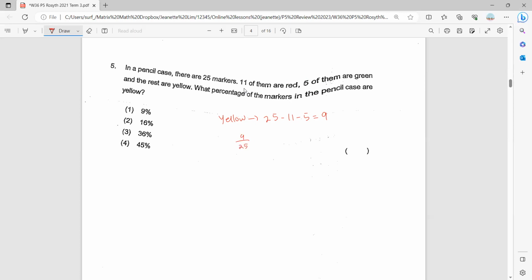If you want to change the fraction to a percentage, you have to times 100%. So what you can do is simplify. This one divided by 25, this one divided by 25 is 4. So 9 times 4. 36%.